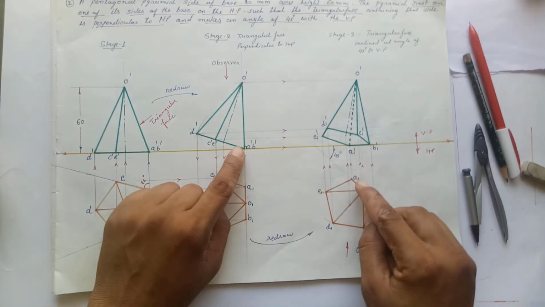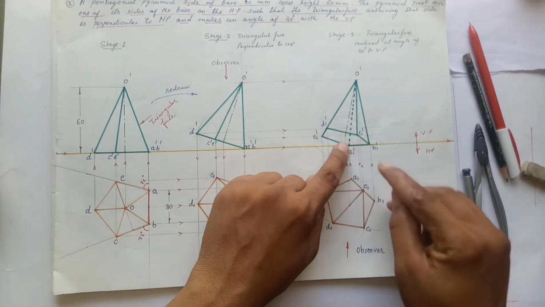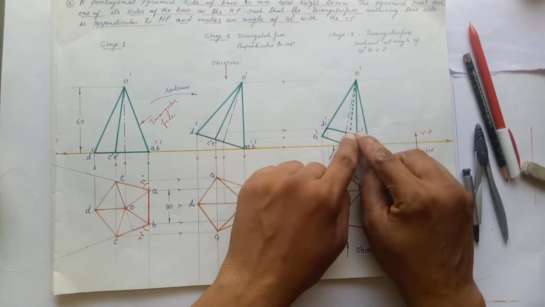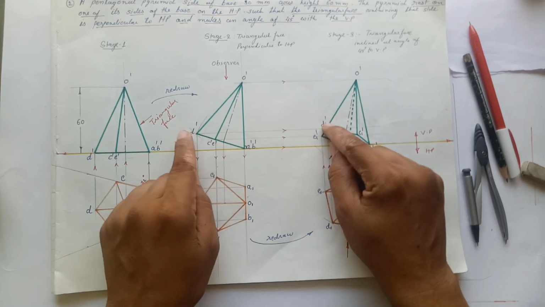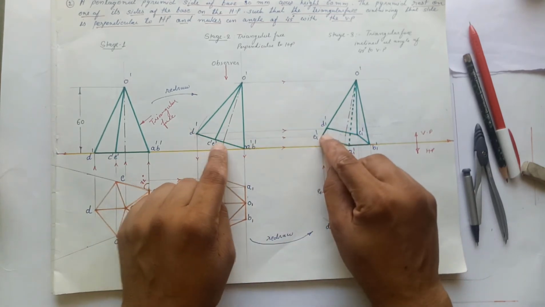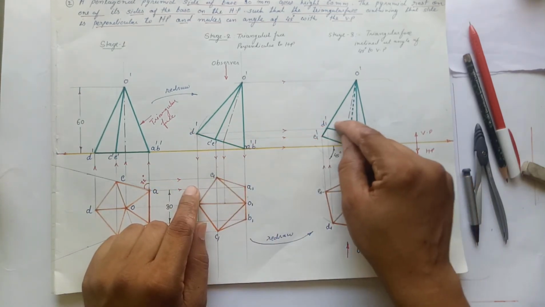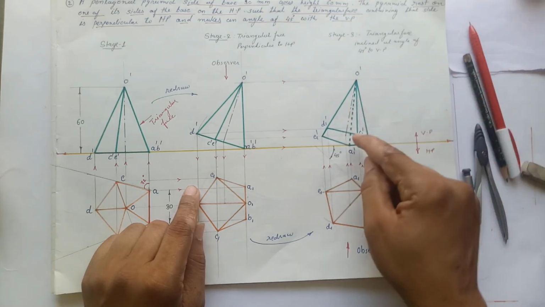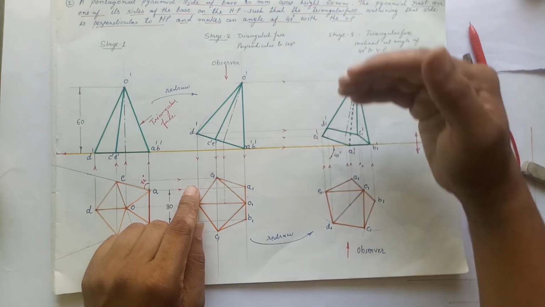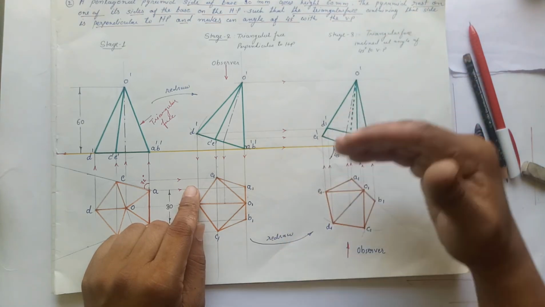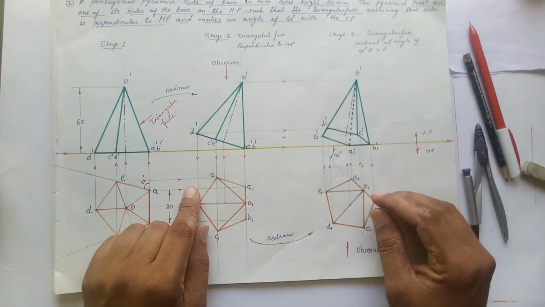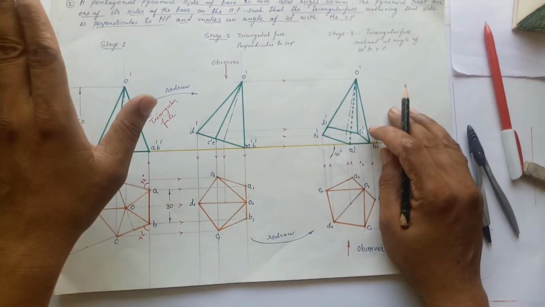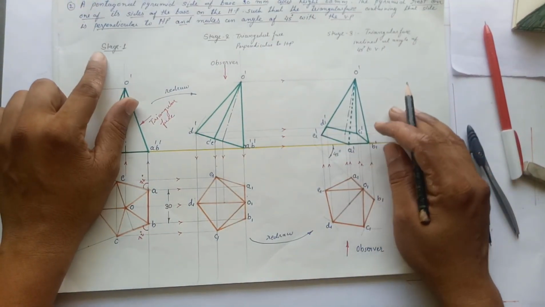So project the base first of all. A, B, C, D and E. Now draw the base. It is going to be visible because base is nearer to the observer. Now after drawing the base, draw the slant edge by using the rule of intersection of the visible edge and hidden edge. Now what is that rule? That rule is that a visible line will never intersect a hidden line.